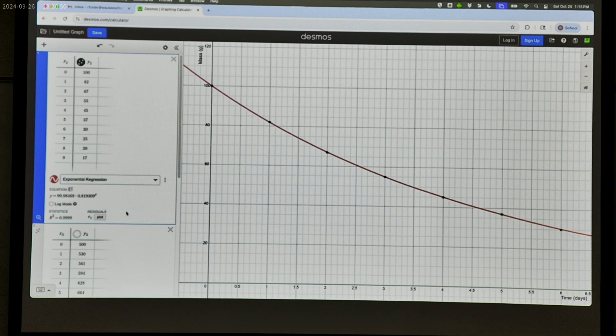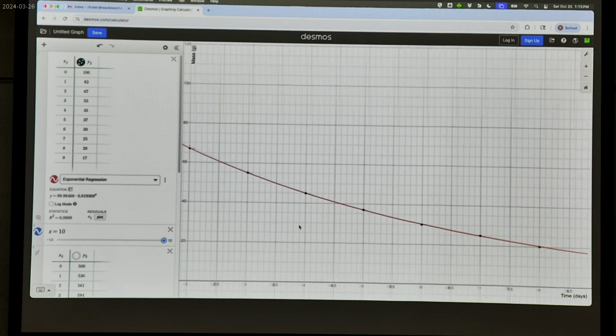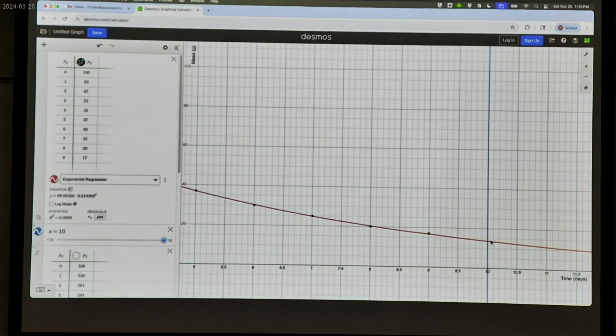So what does the model predict the mass will be after 10 days? Alrighty. Let's see. So expression, let's say x equals 10. Let's scroll this over here. So what will it be after 10? Looks like it'll be 13.63 grams. So yeah, that's that. There's that answer.